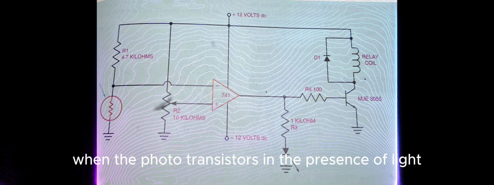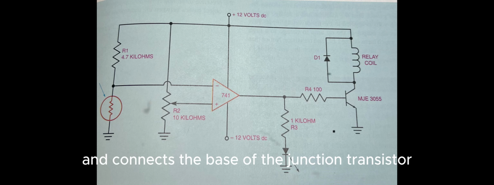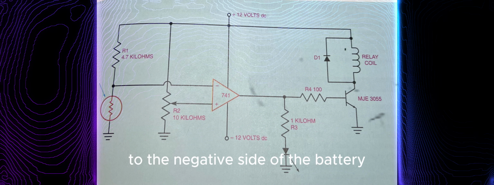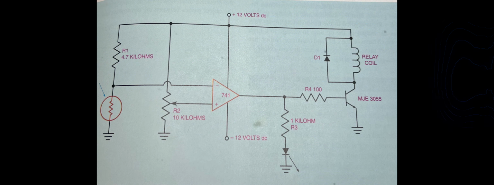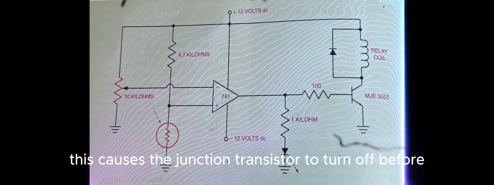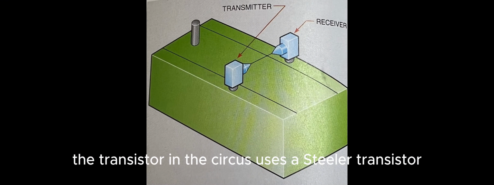When the phototransistor is in the presence of light, it turns on and connects the base of the junction transistor to the negative side of the battery. This causes the junction transistor to turn off. The phototransistor in the circuit uses a stealer transistor. A stealer transistor steals the base current away from some other transistor to keep it turned off.